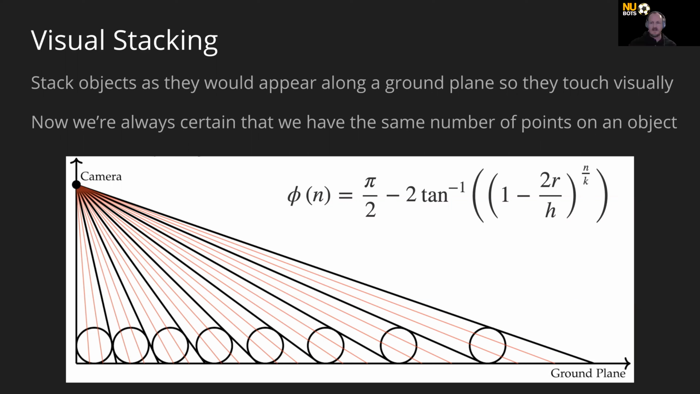Although I believe one of my other NUbots members is currently looking at taking both inputs and combining them at the neural network level. So the neural network gets inputs from both cameras simultaneously to get a better sense of where objects are.